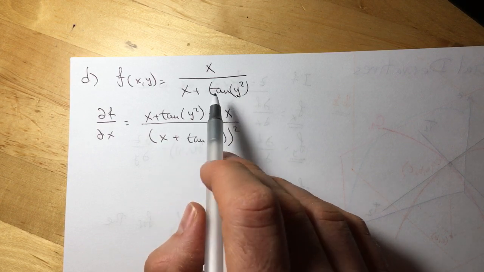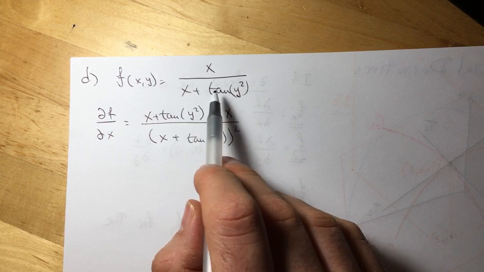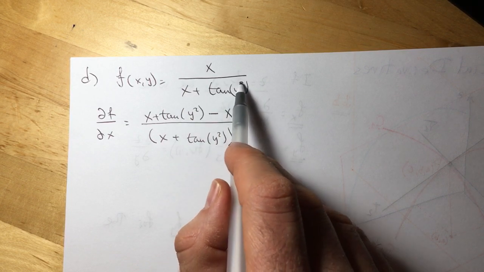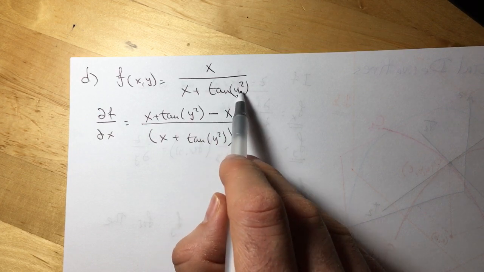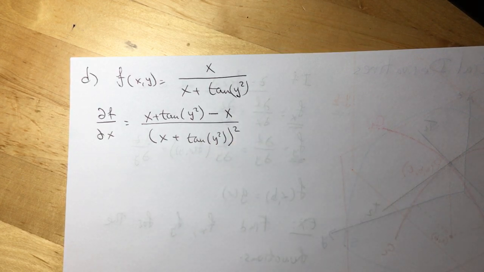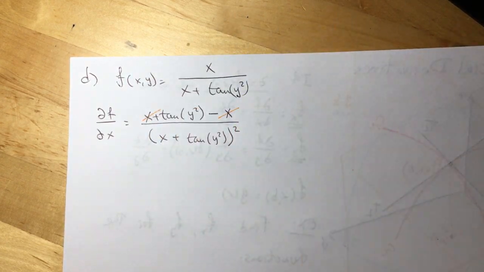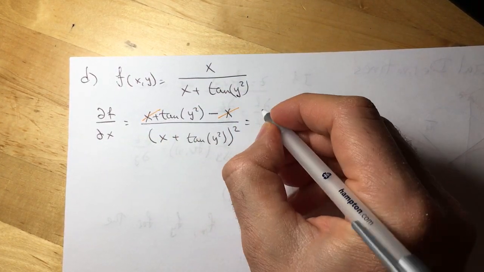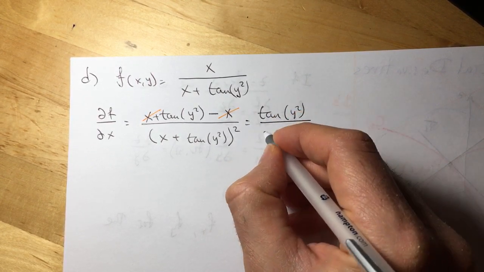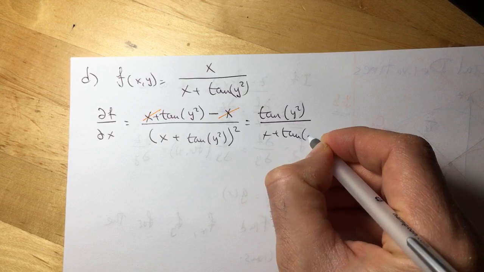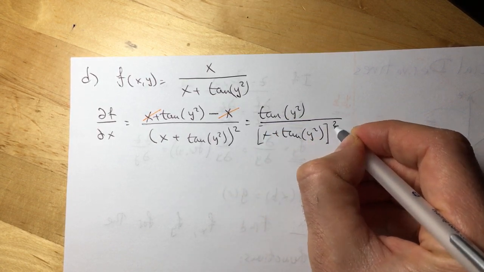In the denominator, what do I have? Derivative of x is 1. Derivative of tangent of y squared: this whole expression doesn't depend on x, so it's treated as a constant. Derivative of a constant is just 0. So x minus x cancels out. Partial f partial x is just tangent of y squared over x plus tangent of y squared, then the whole denominator squared.